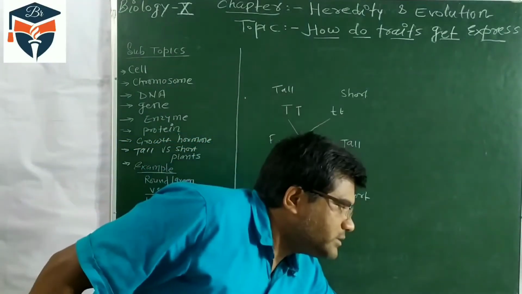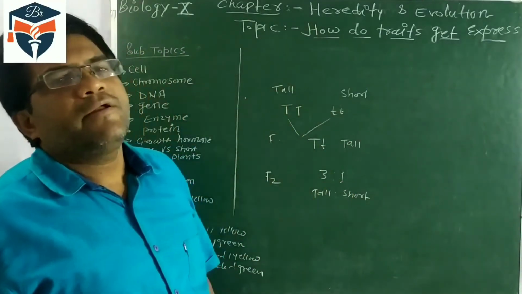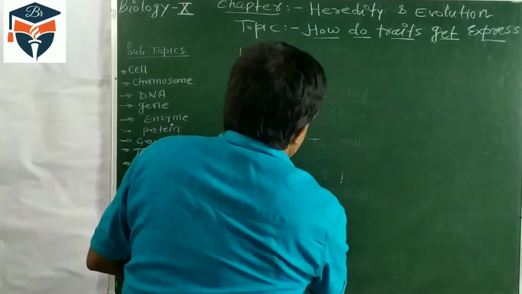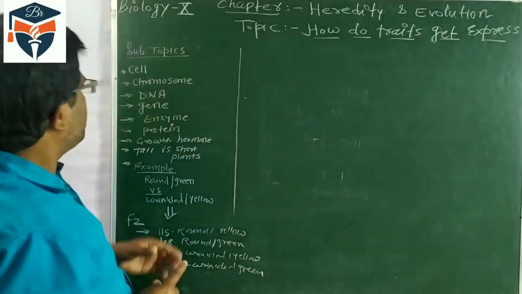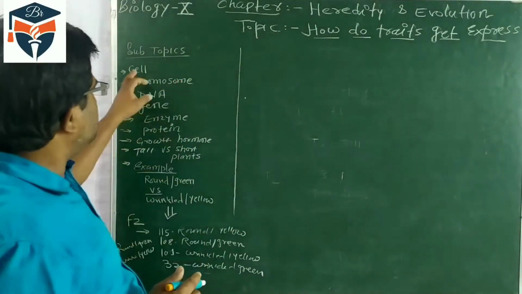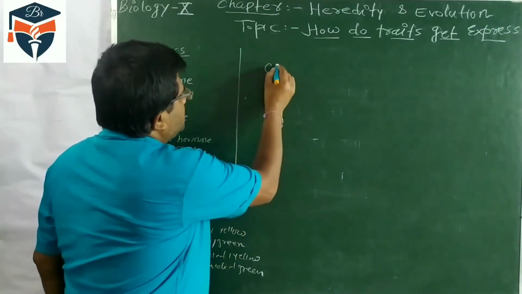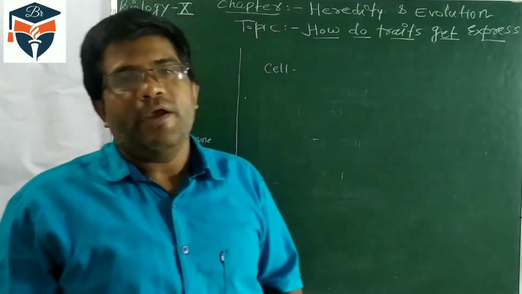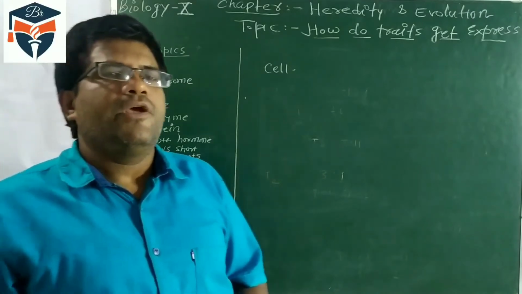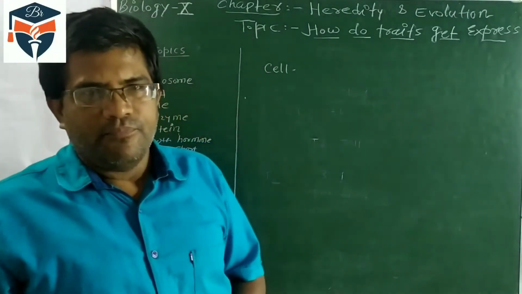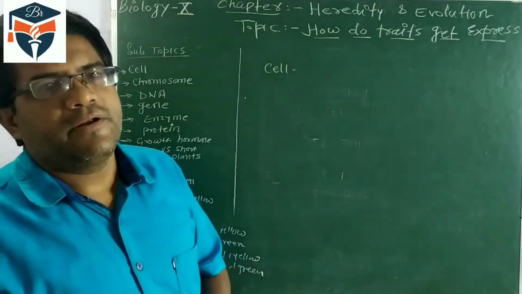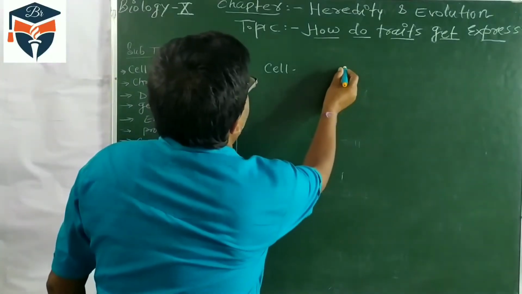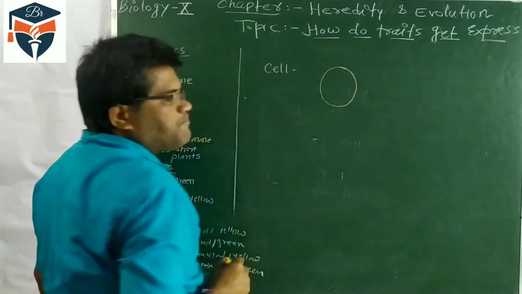Now we have to discuss how the trait gets expressed. First we have to discuss some subtopics one by one. First, students, we should remember what a cell is. The cell is a structural and functional unit of the living organism. Each and every organism is made up of cells. The number of cells may vary in different organisms. So the cell is the basic structural and functional unit. This is a single cell.